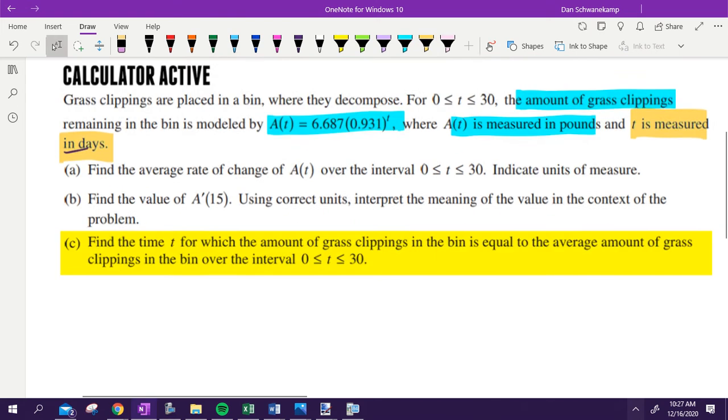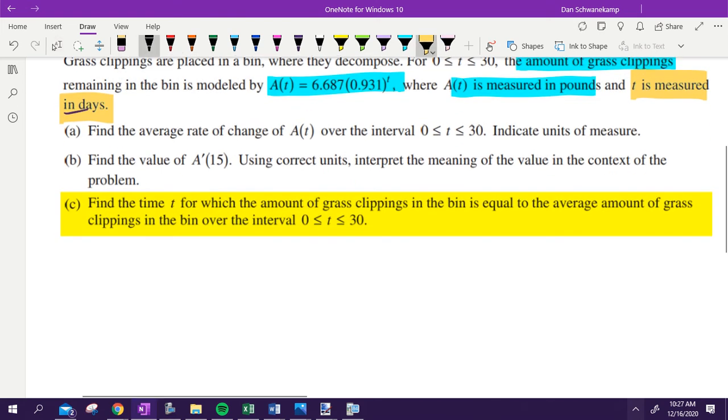What are we doing if we're finding average rate of change? We are finding the slope, the two-point slope. So we need two points. Over the interval from 0 to 30, what do you think my x's are going to be? 0 and 30. We're going to find the y values.